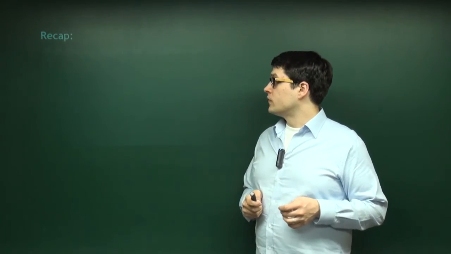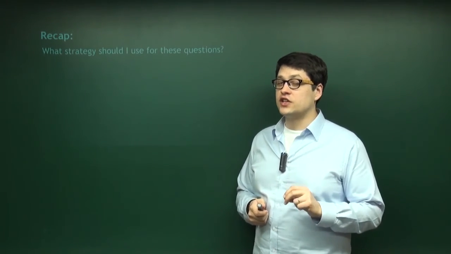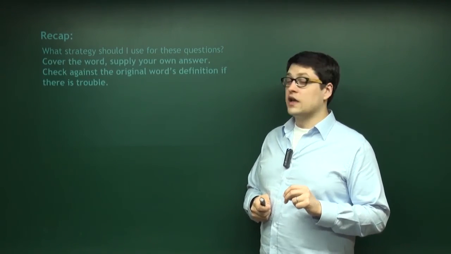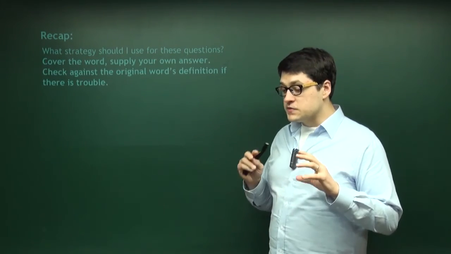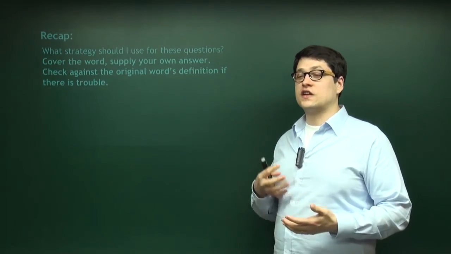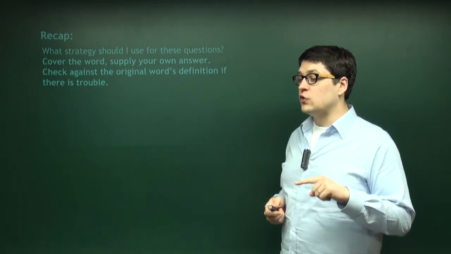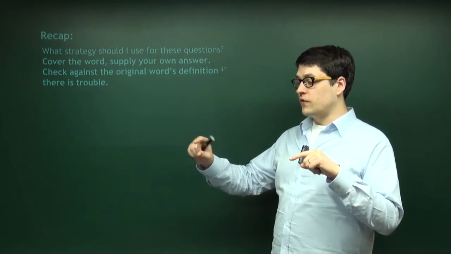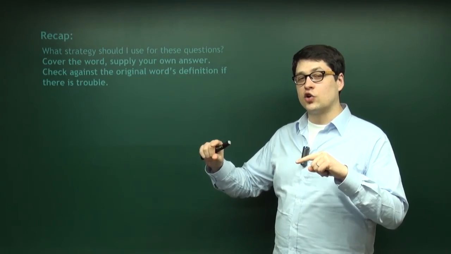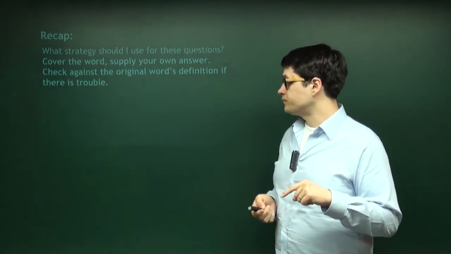So to recap this video, what strategy should I use for these questions? It's not a complicated strategy. Put your finger over the word and come up with your own answer. It seems simplistic, it seems almost primitive, but it works. It works consistently. Put your finger over the blank. And only if you have trouble finding the answer, if there's two choices that are close to the meaning that you find, only then really worry about what the original word was.